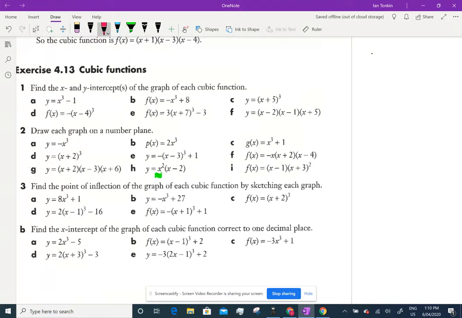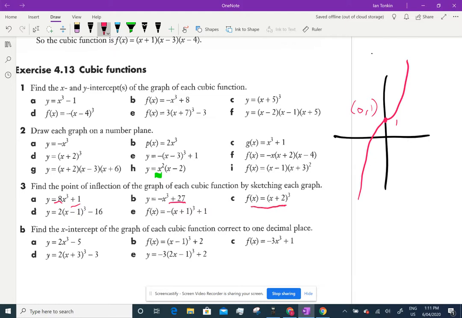Well, remember, this number just makes it steeper, whereas this number moves it up or down. And if I were to draw that really quickly, it's just a really steep version of that. And now my point of inflection is at 0, 1. There's the point of inflection. It's just moved up 1. Here, it's a negative, but it's moved up 27. So the point of inflection, 0, 27.